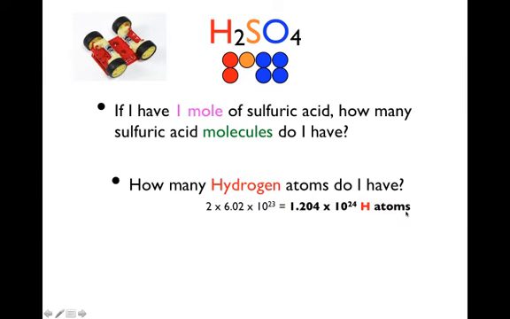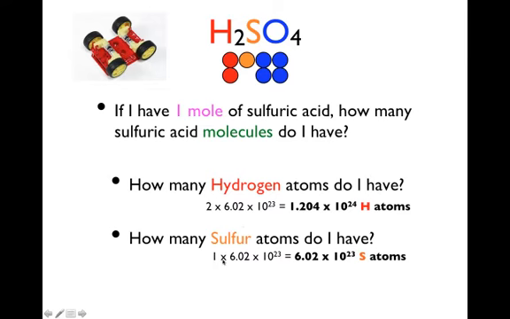Next question. How many sulfur atoms do you have? Again, you can pause and think about this. The way you address this question is the same way. You say, look, how many sulfur atoms are there for every 1 H2SO4 molecule? Well, there's 1 sulfur. So if I have 1 mole of sulfuric acid molecules, I also have 1 mole of sulfur atoms because there's only 1 sulfur for every molecule. So the answer there is just 1 times 6.02 times 10 to the 23, which turns out to be Avogadro's number again, 6.02 times 10 to the 23 sulfur atoms in 1 mole of sulfuric acid.